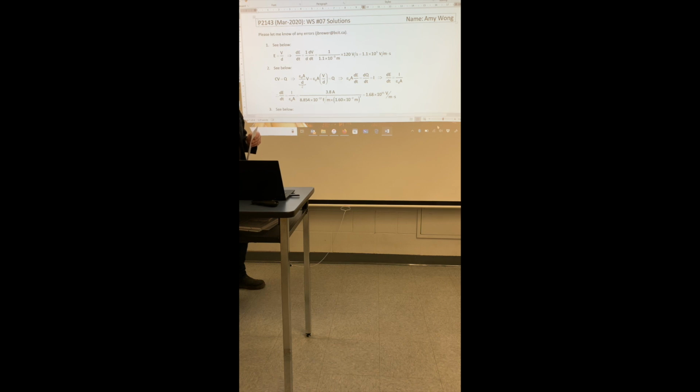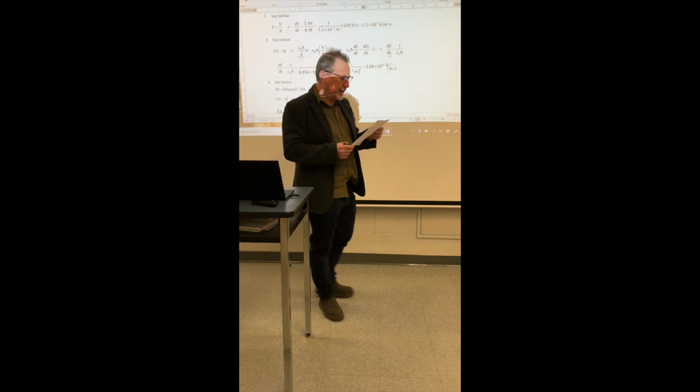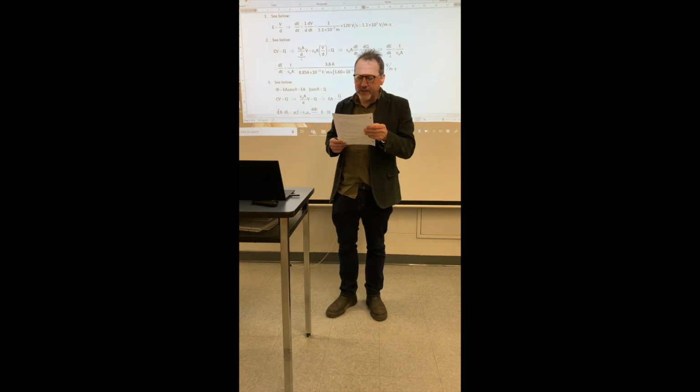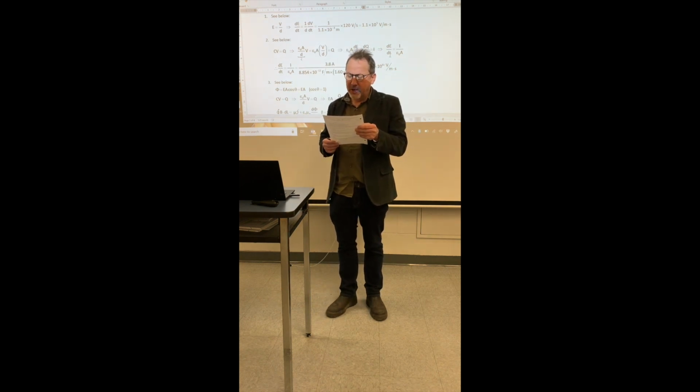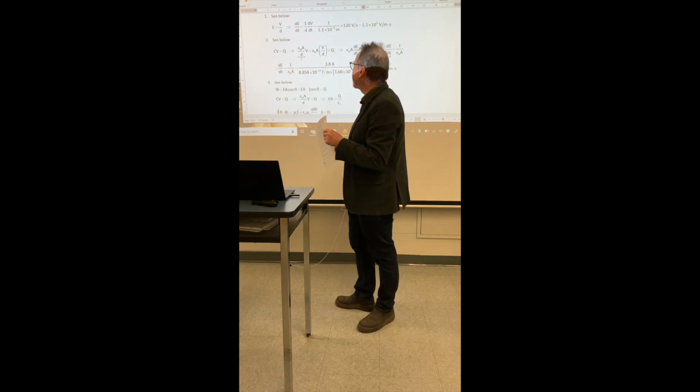Question 2. At a given instant, a 3.8 amp current flows in the wires connected to a parallel plate capacitor. What is the rate at which the electric field is changing between the plates if the square plates are 1.60 centimeters on a side? Okay.